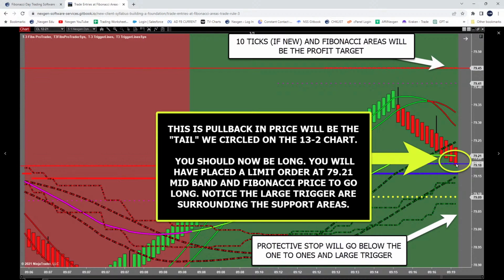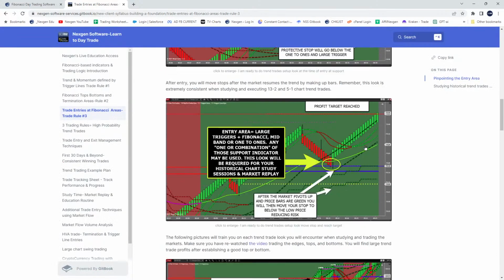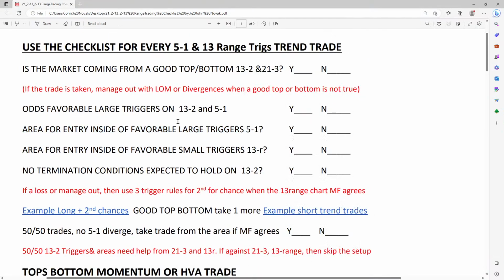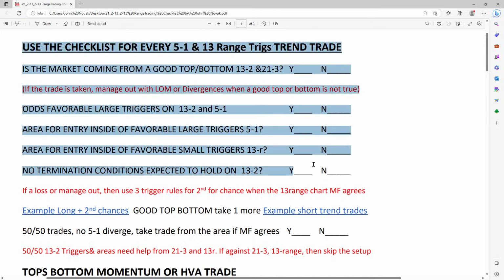So anyway, long story short, this is your entry, a pullback to an area, and then obviously, with trend trades, the anticipation is that if the triggers are all strong enough, we're going to get the bounce. So, again, that's what this checklist is right here. This is your very traditional, very simple, very easy checklist for trend trades.